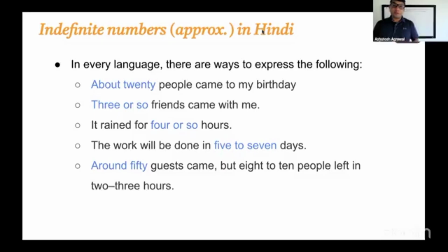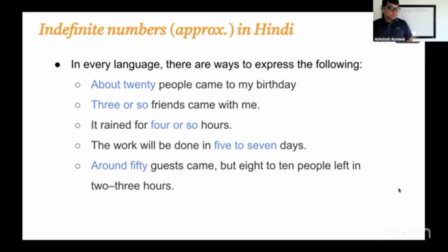Or sometimes when it rains, you don't really know the exact number of hours or minutes it's rained, right? So you want to give a range, like "it rained for about 4 or so hours." Or sometimes you want to give an estimate of the work, and you'll say, okay, 3-4 घंटे लगेंगे, right? So how do you give the range around that? All languages have this notion of indefinite numbers.